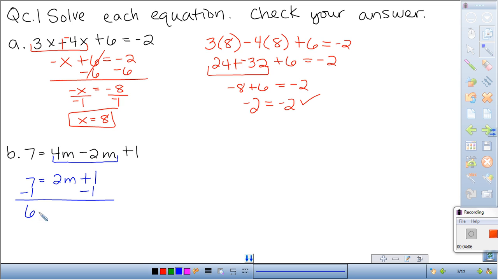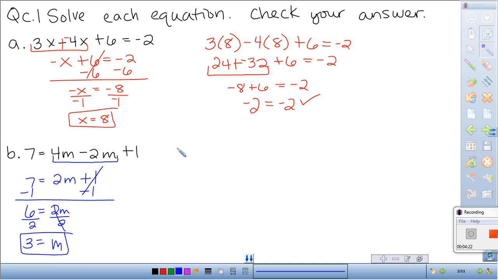7 minus 1 is 6. Bring down your equal sign. Bring down your 2m. Plus 1 minus 1 cancels. Our additive inverses. The opposite of multiplying by 2 would be to divide both sides by 2. 6 divided by 2 is 3 equals 2 divided by 2 is 1. Times m is just m. It's the identity property of multiplication.